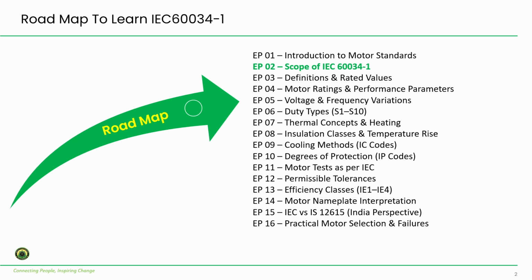Next, we understand the basic language of IEC: rated voltage, power, frequency, current and speed. Then motor ratings and performance parameters. Here we connect ratings with real performance like efficiency, losses, torque and current behavior. Then voltage and frequency variations. In real life, supply is not perfect, so we study how voltage and frequency variation affect motor performance and rating, and so on.